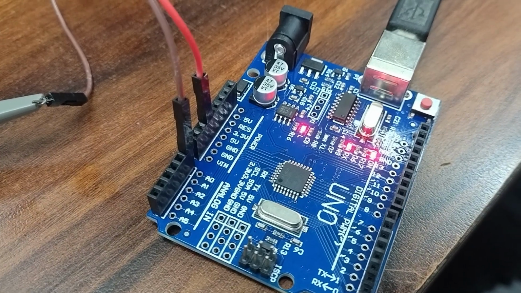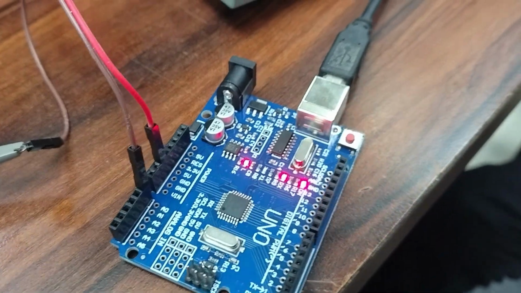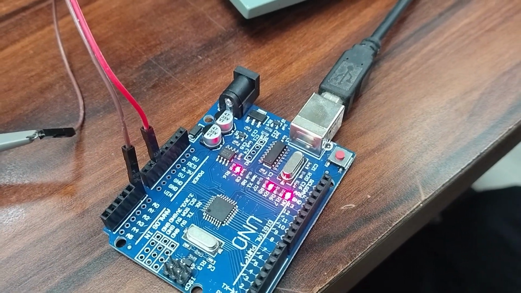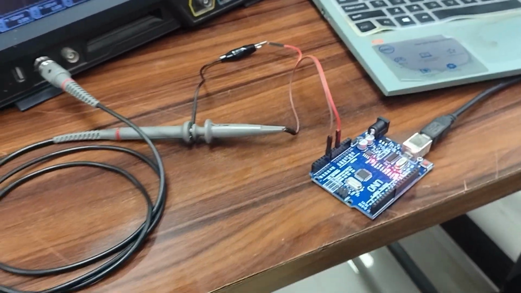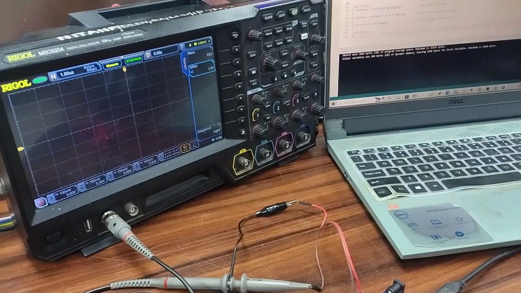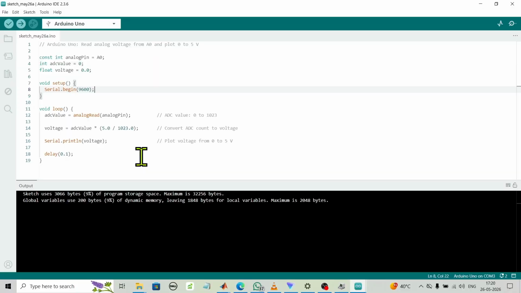Here I am connecting the signal generator output to the A0 analog input pin of the Arduino Uno. The signal generator ground is connected to the ground pin of the Arduino board. Since Arduino Uno works with a 0 to 5 volt ADC range, I will keep the applied voltage within this limit. Now let us move to the Arduino IDE.